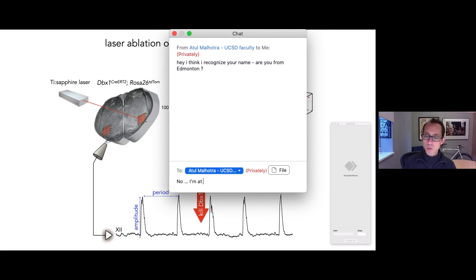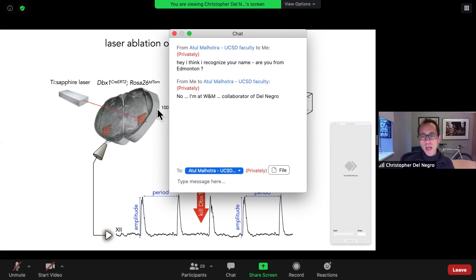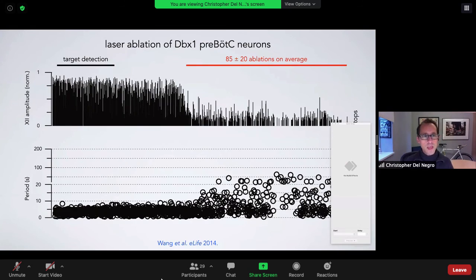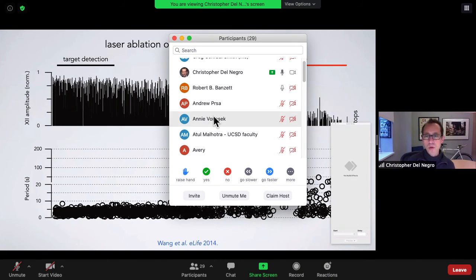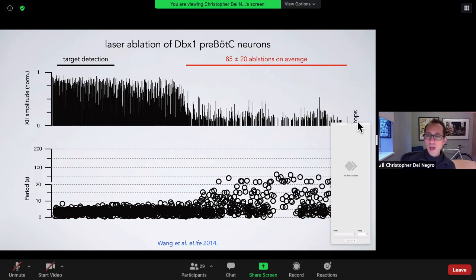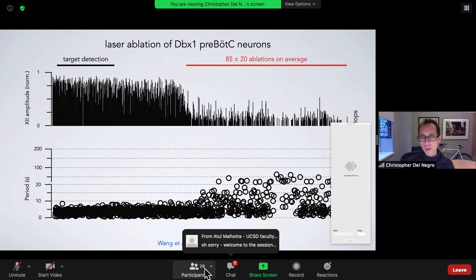Then we kill a DBX1 neuron, and then we measure the amplitude and period again. And that way we can functionally disassemble the network and monitor its functionality in real time. So now let me show you the output of this experiment. So in the beginning, the x-axis is time. At the top, I show the amplitude of the hypoglossal nerve output. And on the bottom, I show the periodicity, or the cycle time, for the respiratory rhythm.